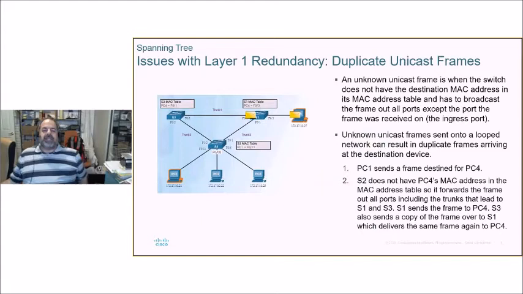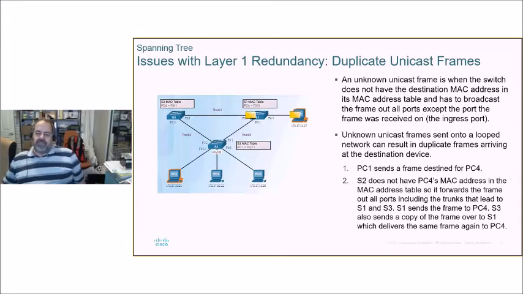So duplicate unicast frames, and so an unknown unicast frame is when the switch does not have the destination MAC address in its MAC address table. And so again, switches can do three things. They can forward, filter, and flood. And so basically, it's a flood. And a flood is pretty much the same as a broadcast.